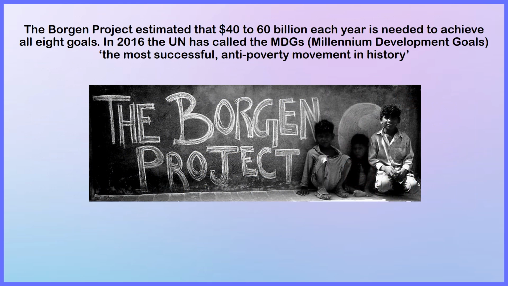The Bojan project estimated that $40 to $60 billion each year is needed to achieve all 8 goals. In 2016, the UN has called the MDGs, Millennium Development Goals, the most successful anti-poverty movement in history.